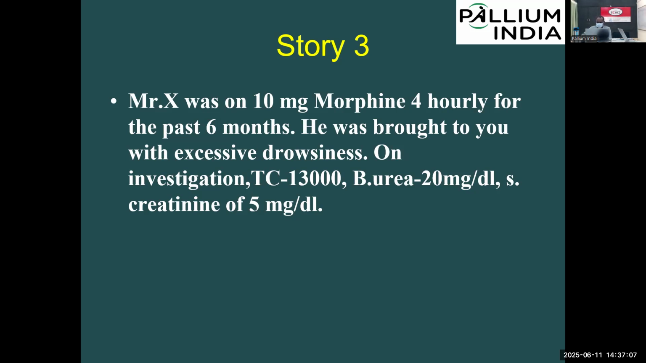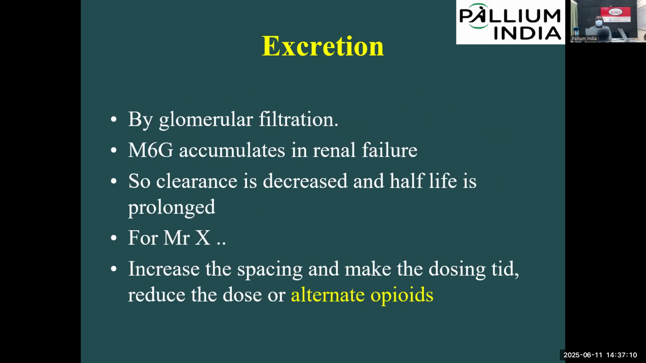Okay. So what you have to understand is morphine is excreted from the body by glomerular filtration. That is by kidney. So what happens if the patient has renal failure? Here, serum creatinine is 5 milligrams per deciliter, which indicates the patient has deranged renal function. So whatever morphine you are administering to the patient is not going out from the body. So morphine and its metabolites get accumulated in the blood, which will cause toxicities of morphine, which includes severe drowsiness. So that's why this patient becomes very drowsy.